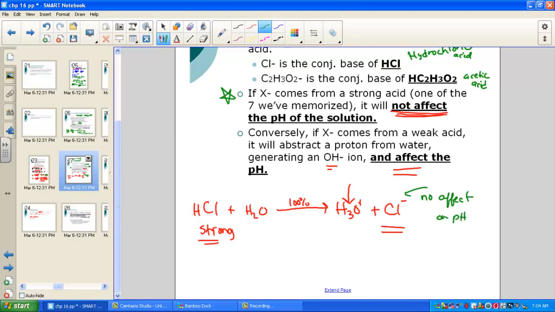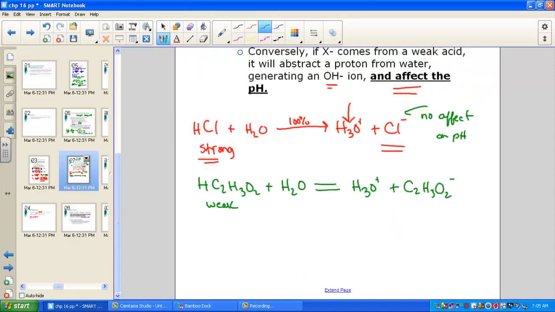But now let's consider the weak acid given in that second example, acetic acid. When it's placed into water, it does set up an equilibrium. That's the definition of weak. It also forms the hydronium ion and the conjugate base acetate. Since we set up equilibrium arrows, and again that's probably pushing more to the left than it is to the right, this conjugate base acetate will affect the pH.